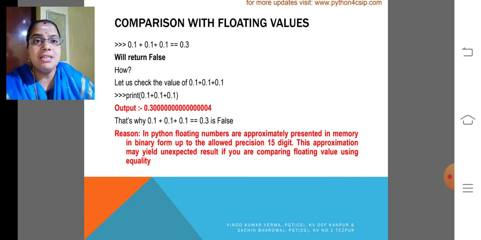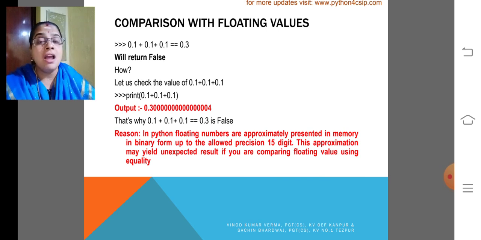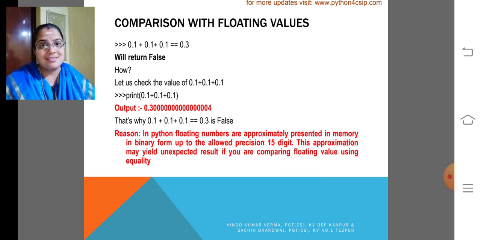Coming to the comparison of floating values. 0.1 plus 0.1 plus 0.1 equal to 0.3. Actually, we know that 0.3 is the correct answer, but the interpreter will give false.